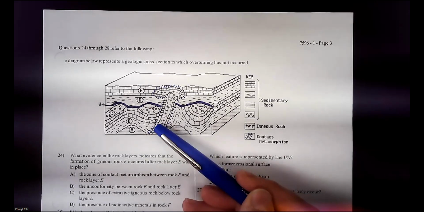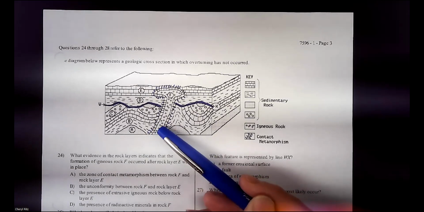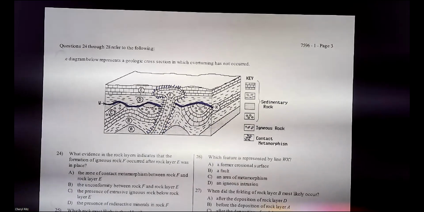Is this thing an intrusion or an extrusion? Intrusion. How do you know? Because there's contact metamorphism all around it.